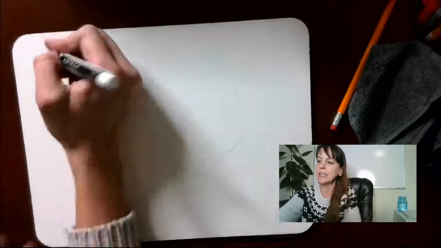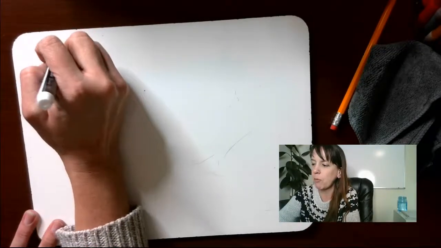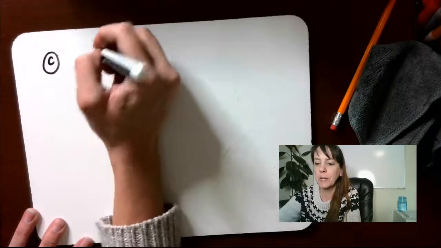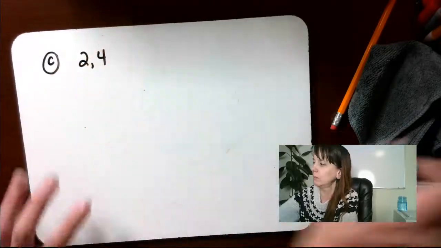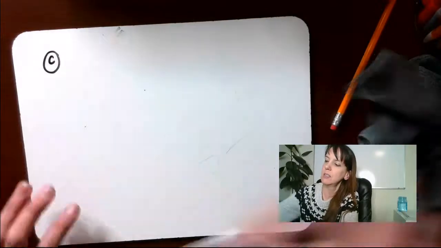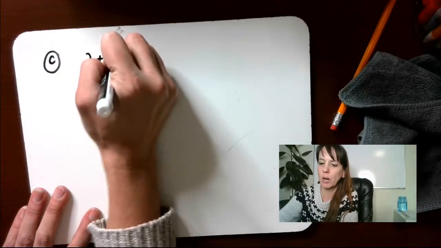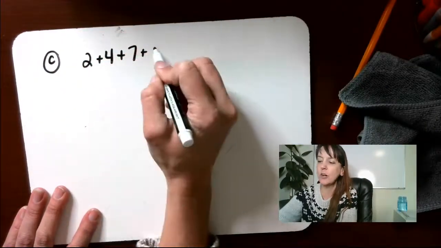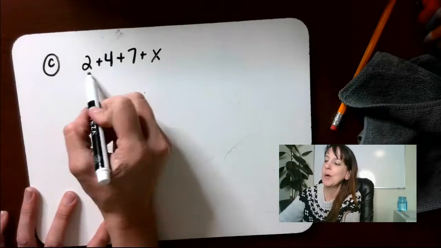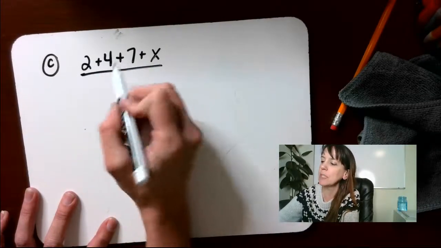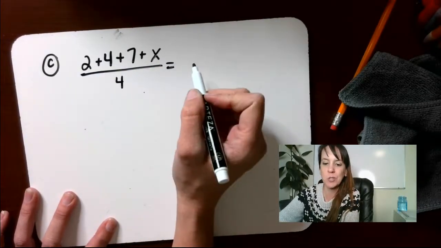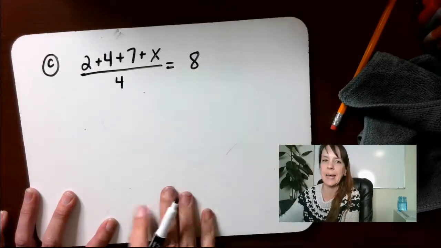C, though, is the mean of 4 numbers is 8. The 3 numbers are 2, 4, 7. Let's just do it like this. 2 plus 4 plus 7 plus, we don't know what the 4th number is, so we're going to call that x. But we know that if we add up all those numbers and we divide it by 4, we'll get the mean. We're told that the mean is 8.